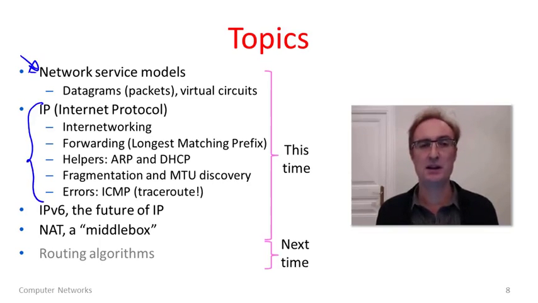IP is the big example from which we can learn a lot about how to build networks, as well as understanding how the internet works. So we'll go through many different aspects of IP. And we'll cover all of these things, and you'll get to know what all of these ARP and DHCP and MTU and ICMP acronyms mean. So don't worry about it now, we'll go into it.